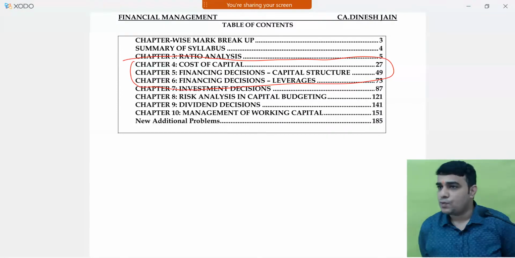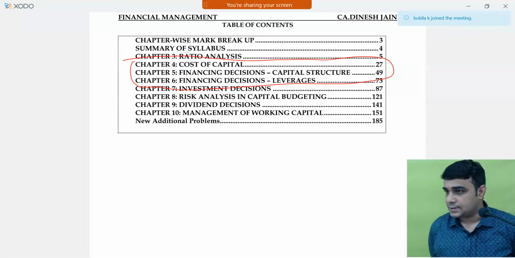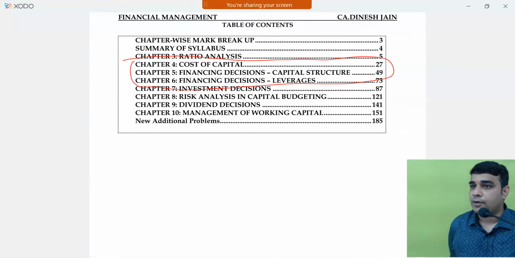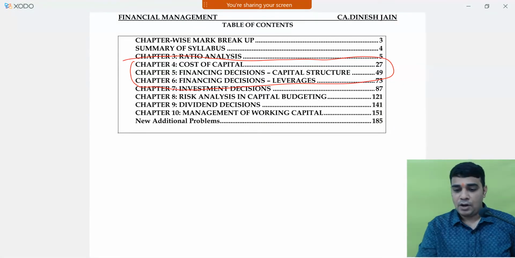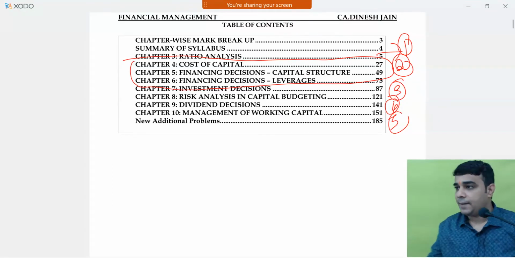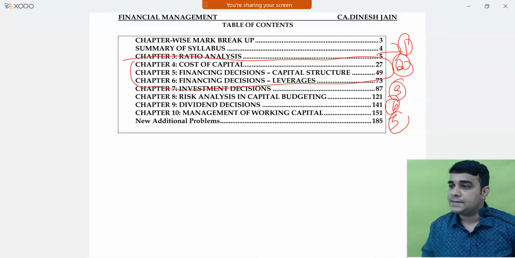So 1 and 2 is one chapter which is a single cluster. 4, 5, 6 is again a single cluster. So you have 2 clusters. 7 and 8 again becomes one cluster. Both are on capital budgeting. One is from return point of view, second is from risk point of view. So broadly speaking, we have 1 ratio analysis, 2 financing decision, 3 investment decision, 4 dividend decision and 5 working capital management. Totally 5 areas are only there from a problem solving point of view, and these 5 areas are basically the role of CFO.